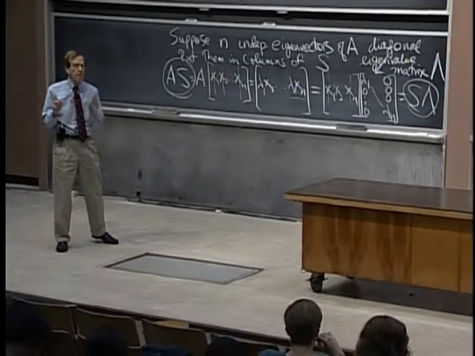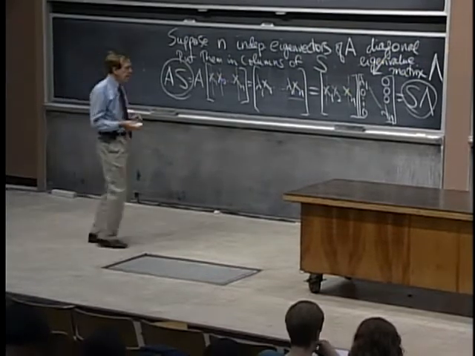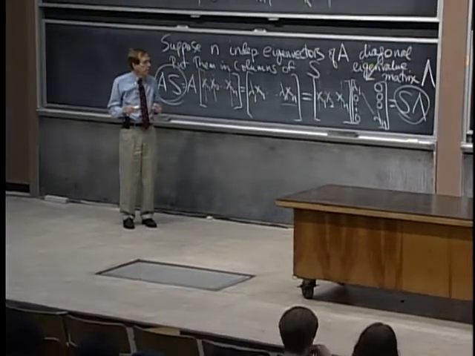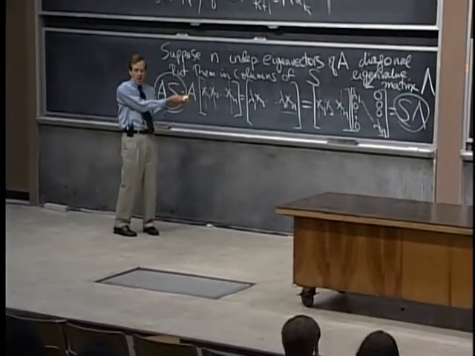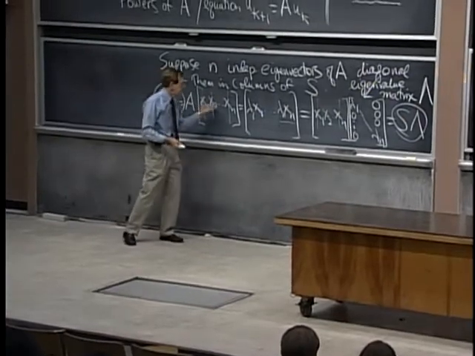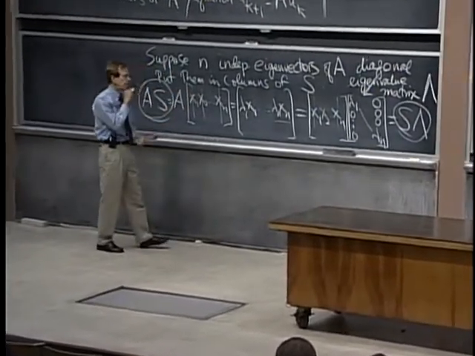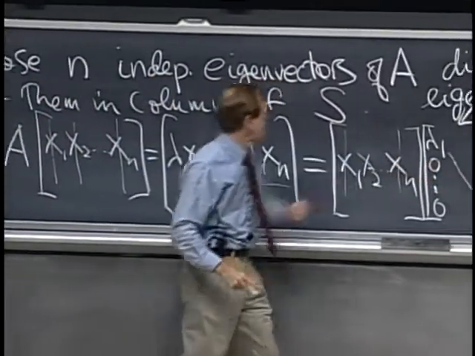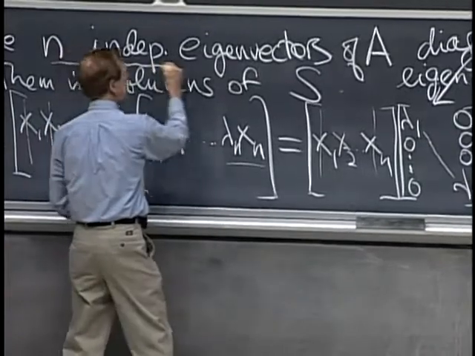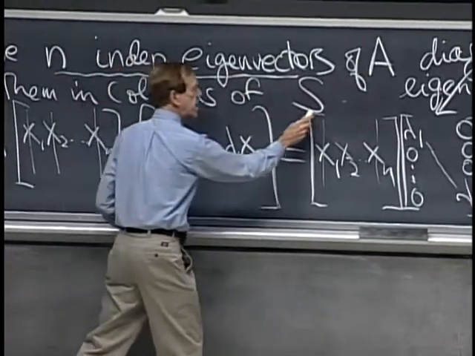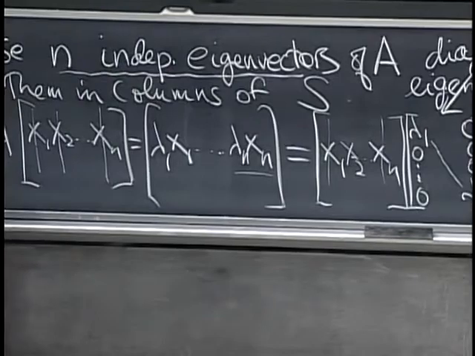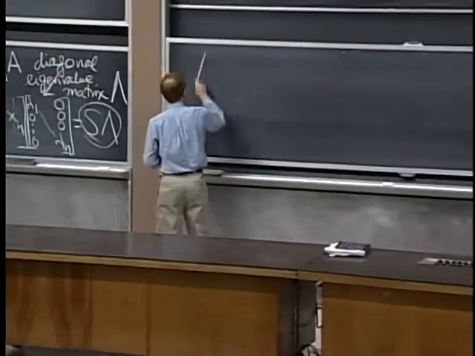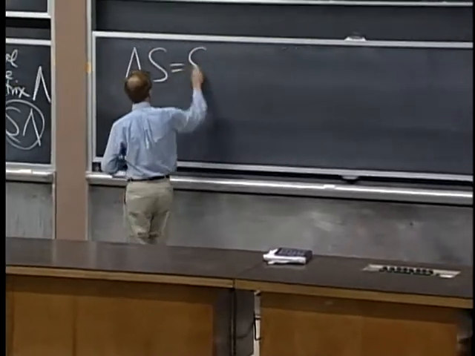Now, I mentioned, and I have to mention again, this business about n independent eigenvectors. As it stands, this is all fine, I mean, I could be repeating the same eigenvector, but I'm not interested in that. I want to be able to invert S, and that's where this comes in. This n independent eigenvectors business tells me that that matrix is invertible. So let me, on the next board, write down what I've got. A S equals S lambda.